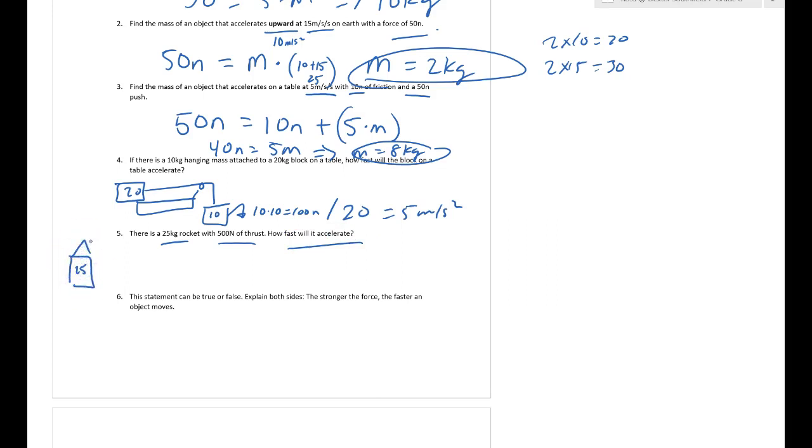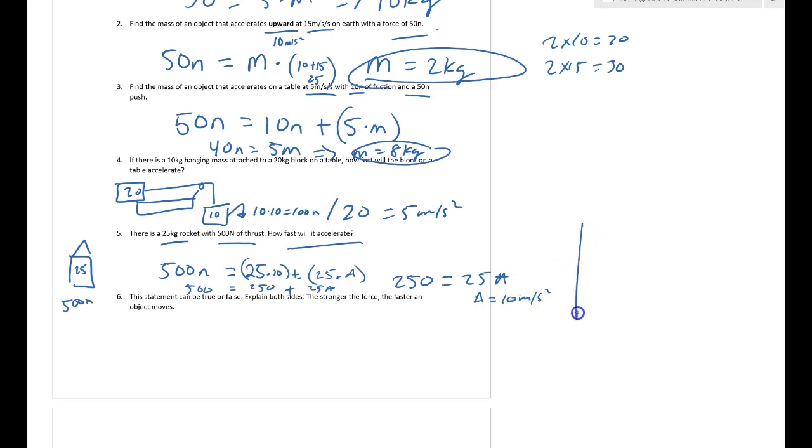25 kilograms, 500 newtons total. So we're going to say 500 newtons is the total force, is going to be equal to the force of gravity, 25 times 10, plus the force of the rocket, which will be the mass, 25 kilograms, times the rate of acceleration of the rocket. So this will give us 500 equals 250 plus 25a. We subtract this 250 from both sides, so we're left with 250 equals 25a. Divide both sides by 25, and our a is going to be 10 meters per second squared.